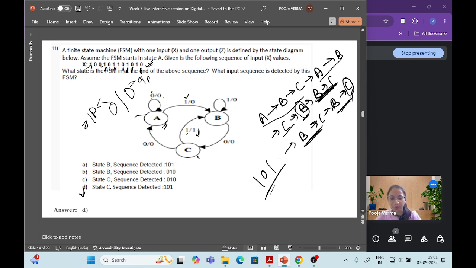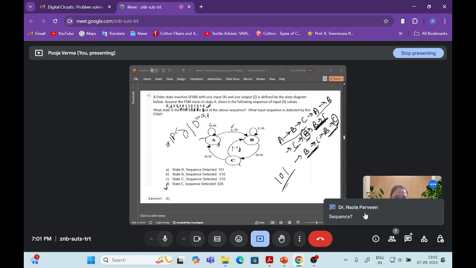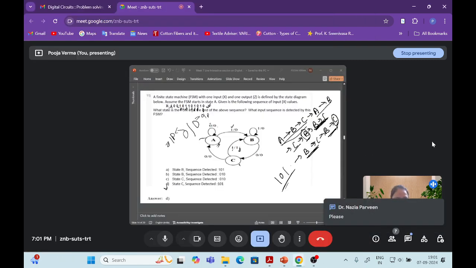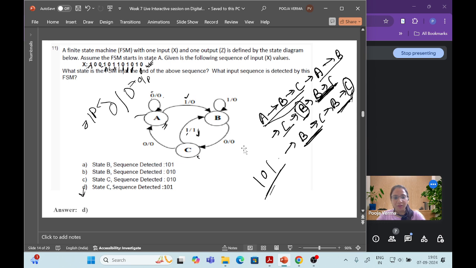So I hope you have understood this question. When the FSM, finite state machine, detects a sequence, the output will be 1. In that case, the output will be 1. So here we can see that the FSM will change its output. FSM will change its sequence.